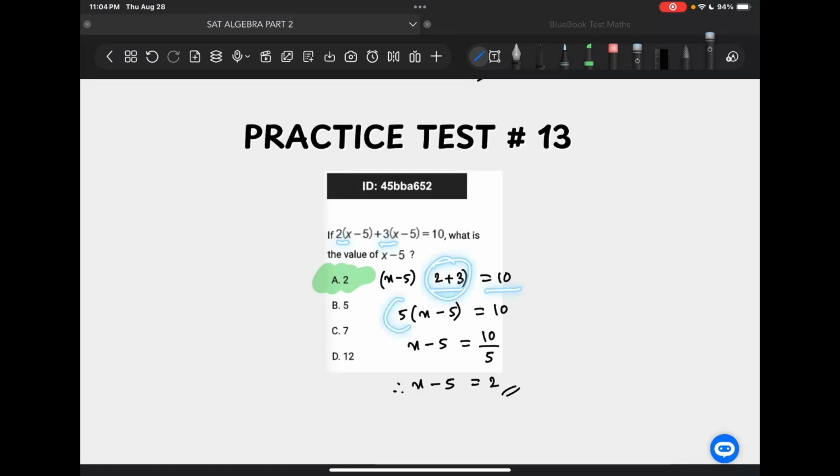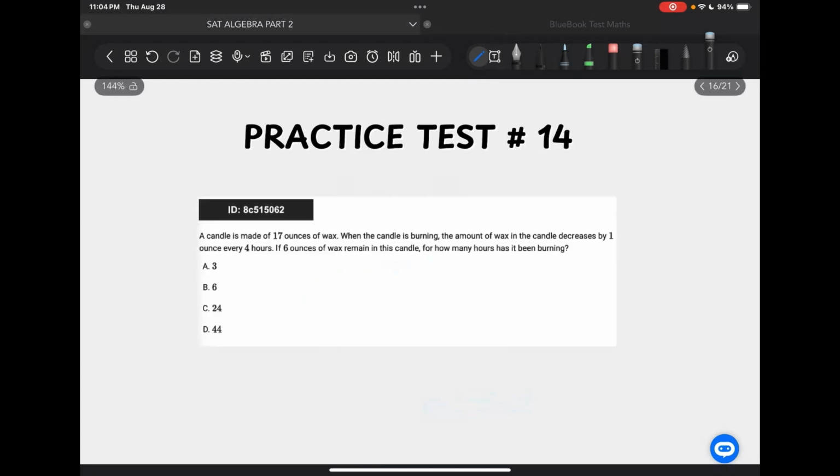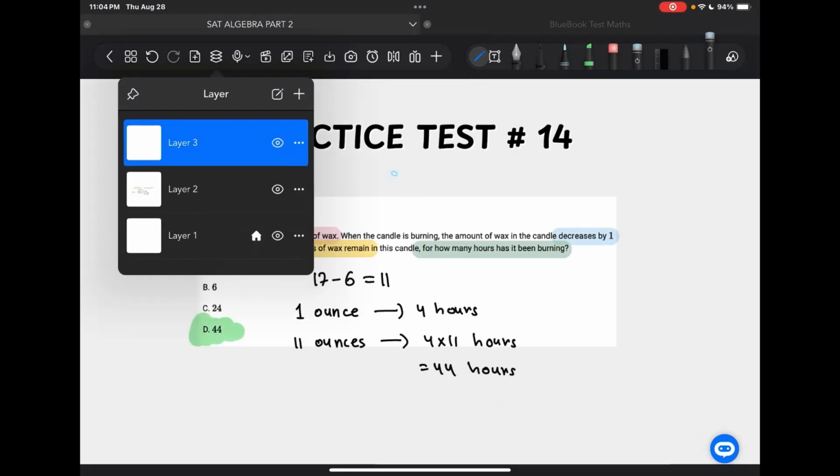And 2 plus 3 is 5. We got 5. Then 5 times (x minus 5) equal to 10. Then x minus 5 is going to be 10 divided by 5, which is going to give us 2. The question asked us to find the value of x minus 5, which is 2. So option A is our answer. Now for this one, go ahead, try it out. Let me show you guys how to do this one now.